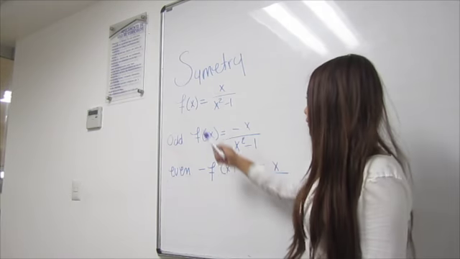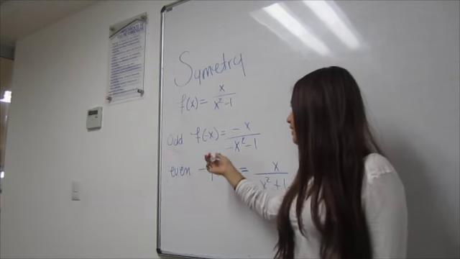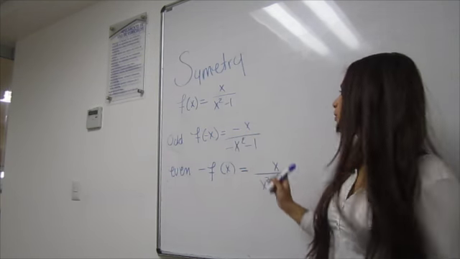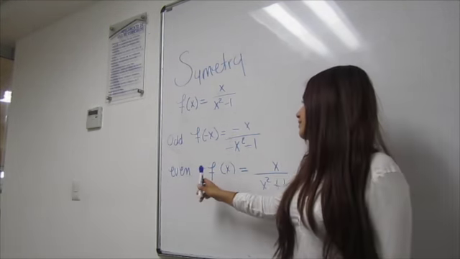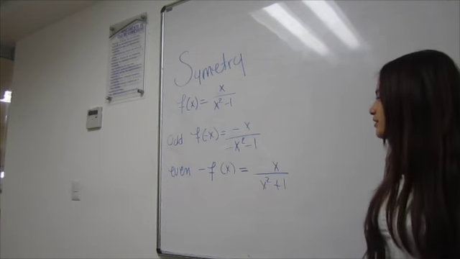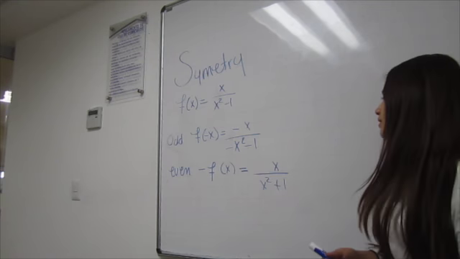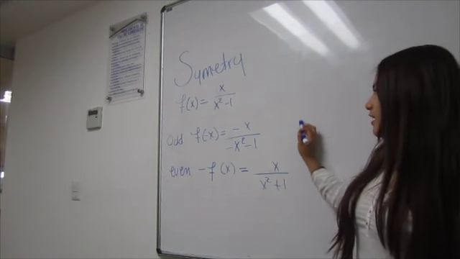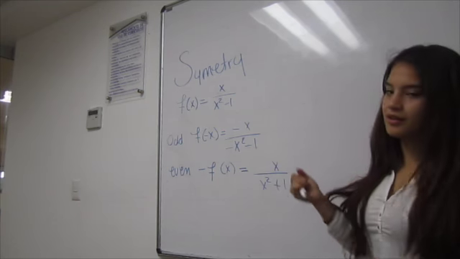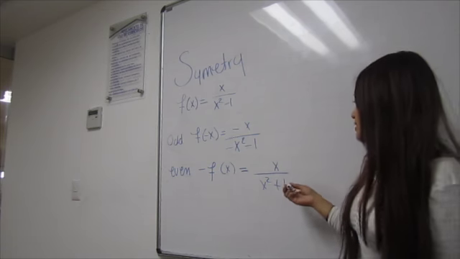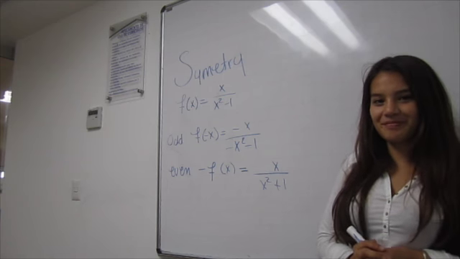I will win points for my team by getting the symmetry of the function. First, I have my function, and then I look at whether it has odd symmetry, which will give me -x over (-x) squared minus 1. And then I check even symmetry, which is f(-x) equal to x over x squared minus 1. I compare it and I see that neither is equal to my original function. So by this we can conclude that we don't have any symmetry.